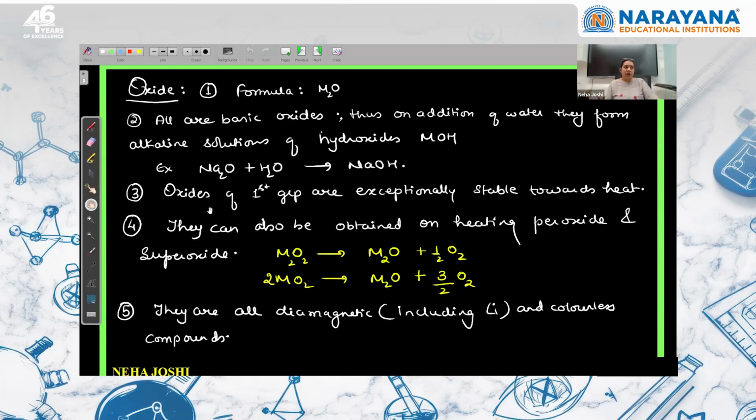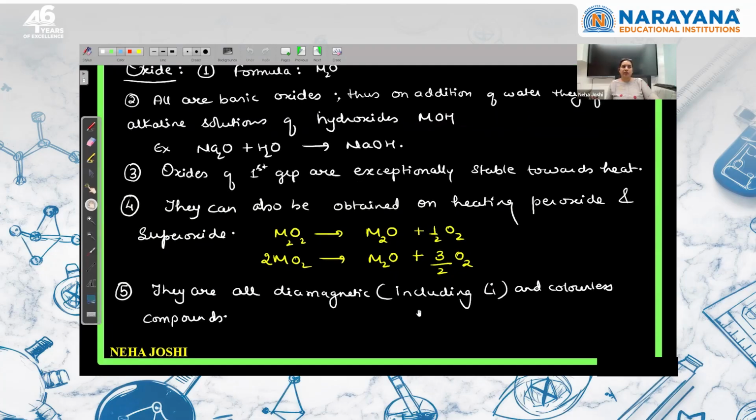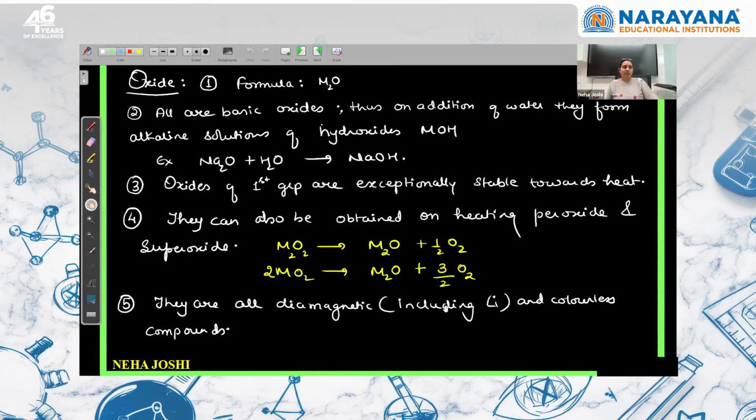Oxides of first group are exceptionally stable towards heat. They can also be obtained on heating peroxide and superoxide. If you heat peroxide, superoxide, you will get oxide with the liberation of oxygen. All the oxides are diamagnetic, including lithium, and colorless compounds. There is no exception related to this.